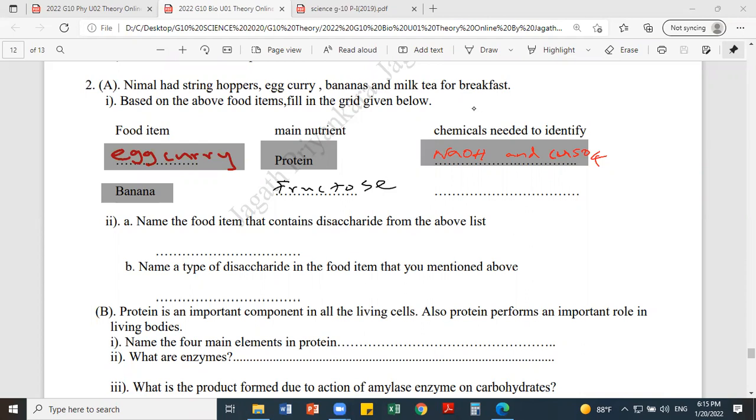So what is the chemical needed to identify this? What is the chemical needed to identify this, the next blank? Any volunteers? Sandusha, Hiro? Benedict solution. Benedict solution. Very good, all of you are correct. Benedict solution.